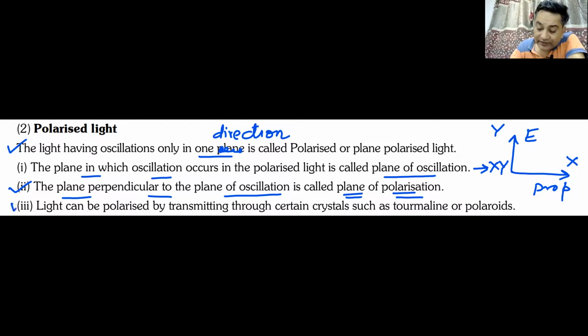Now, how can you polarize light? Light can be polarized by transmitting it through certain crystals such as tourmaline, or devices known as polaroids. You might have heard the term Polaroid camera and all those things, right? So if you want to create polarized light or plane polarized light, you should be transmitting light through certain crystals like tourmaline, or passing it through devices known as polaroids. I'll give you a minute to note it down and then we will move further ahead.